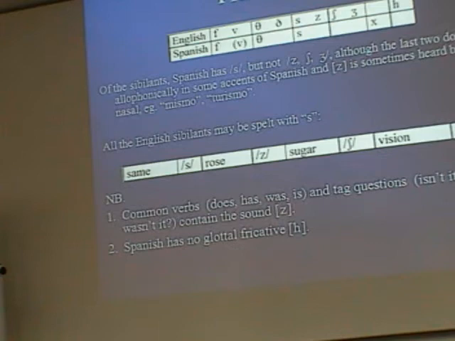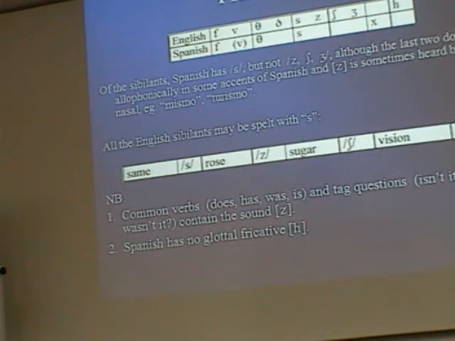And it doesn't have h, the final one in English, as in hot or harrow on the hill. But it does have one that English doesn't possess, which is this velar fricative, the jota sound. So there we are. The voiced z, the voiced partner of s, if you like, is sometimes heard in Spanish before a nasal. So mismo, I've heard people say mismo, and nobody finds it strange. So it does exist just about.